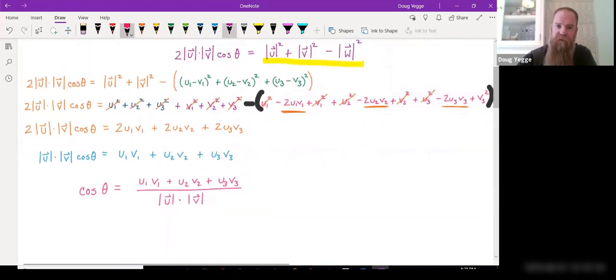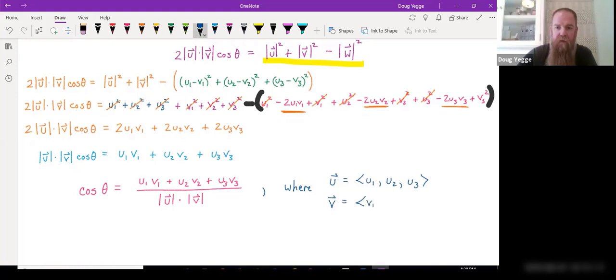Now this is assuming, remember, that u is equal to the vector u1, u2, u3, and v is the vector v1, v2, v3.